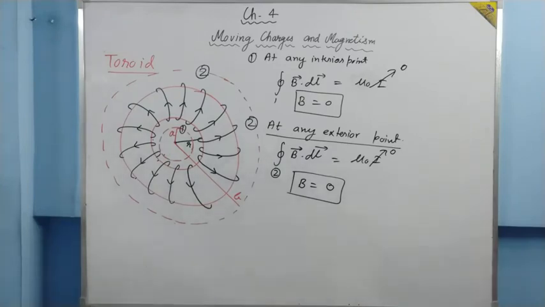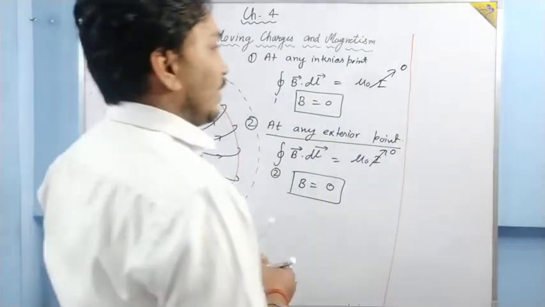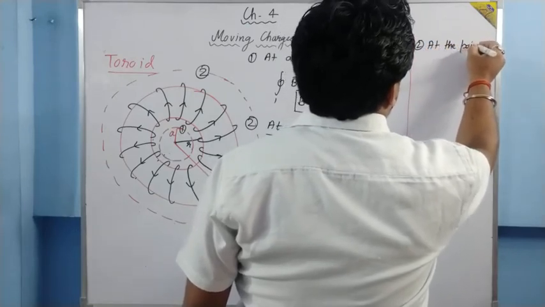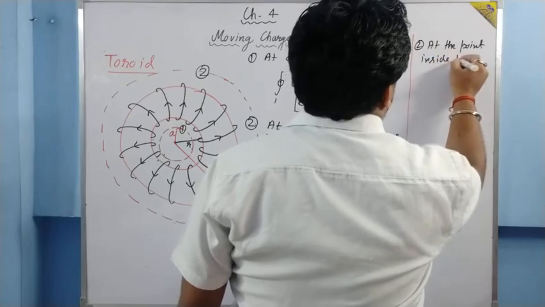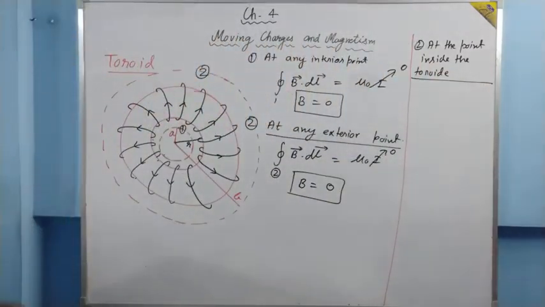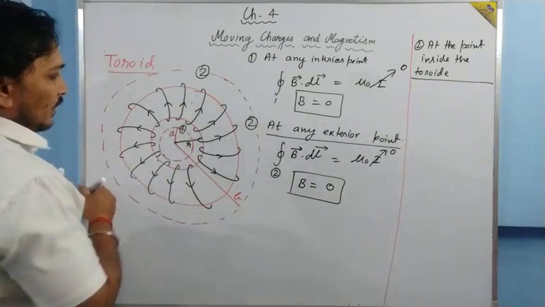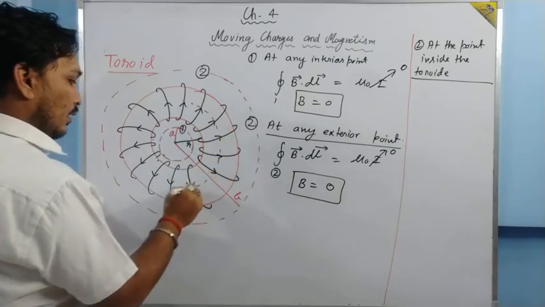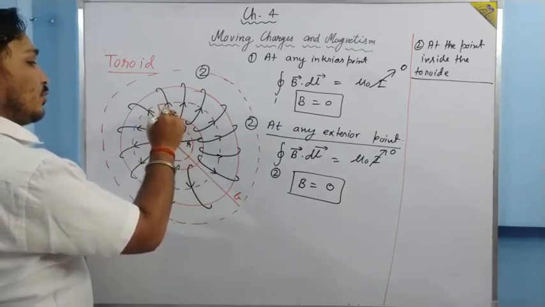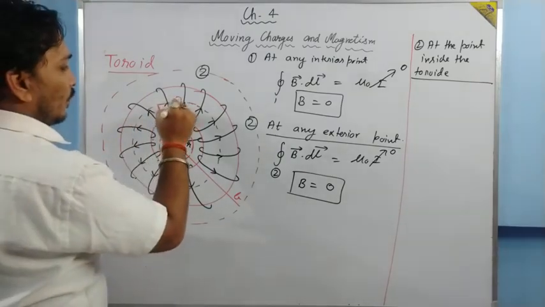But when we have to calculate at a point inside the toroid, here somewhere, let us consider a circle and let the radius of this be small r. Let this circle be number 3.